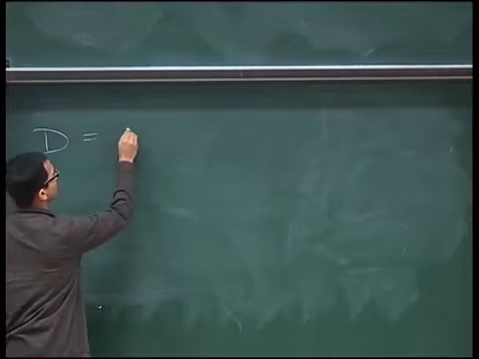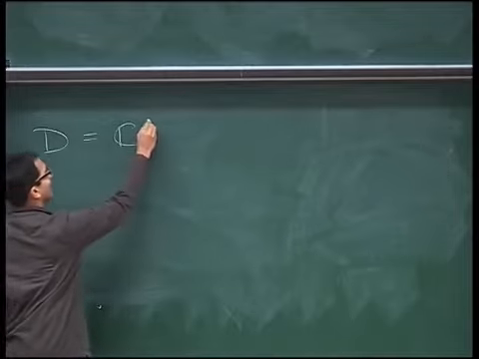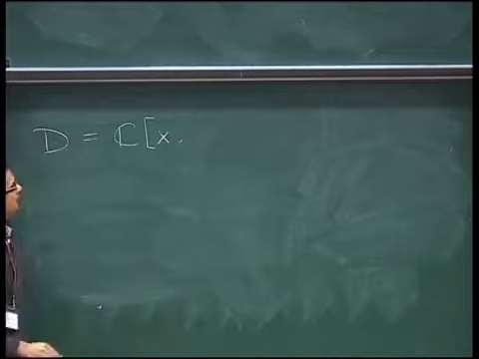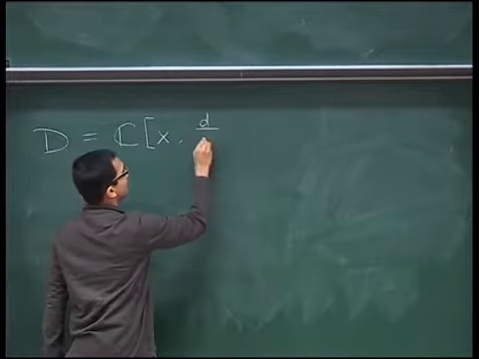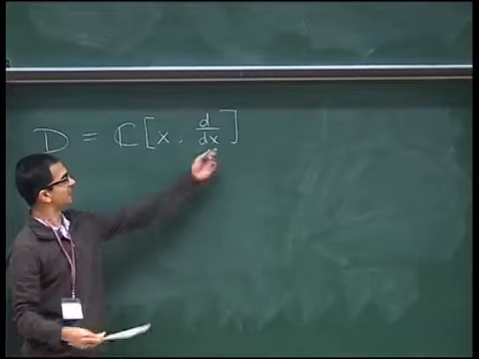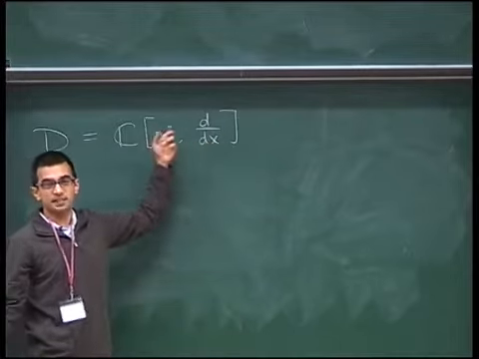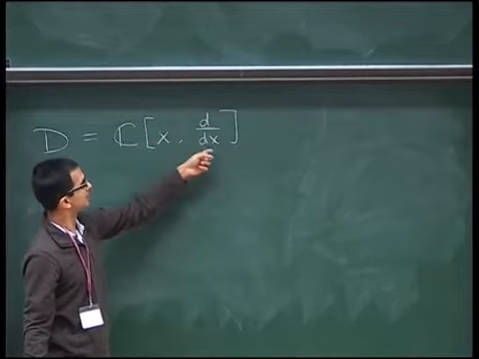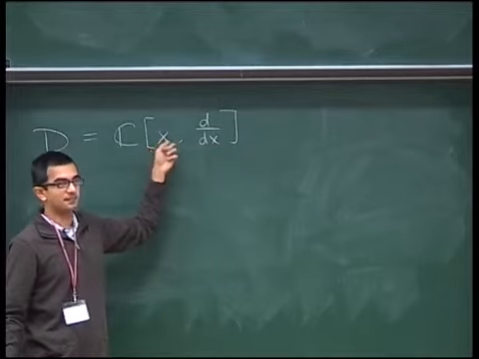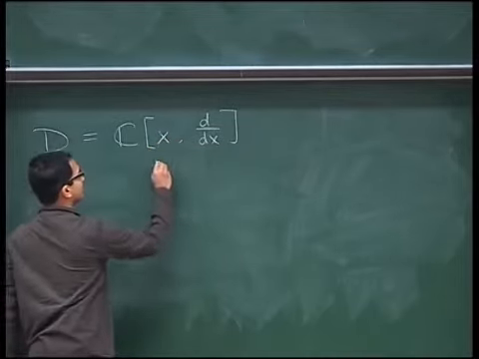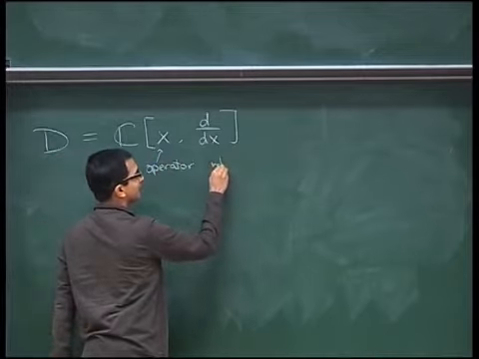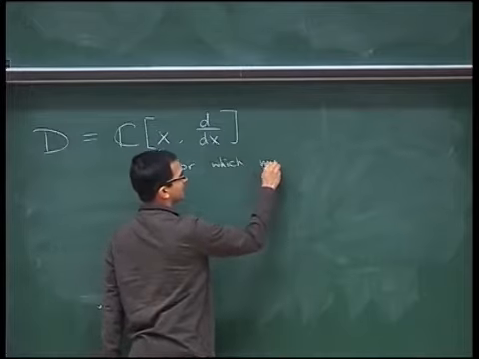So I want to make a ring, which is going to be called D, and it's going to be a non-commutative ring generated over the complex numbers by two elements, which are just formally called x and d by dx. And I want to think of both of these as operators on functions. So d by dx is just the usual derivative, and x is a variable, but this is supposed to be the operator which multiplies a function by x.